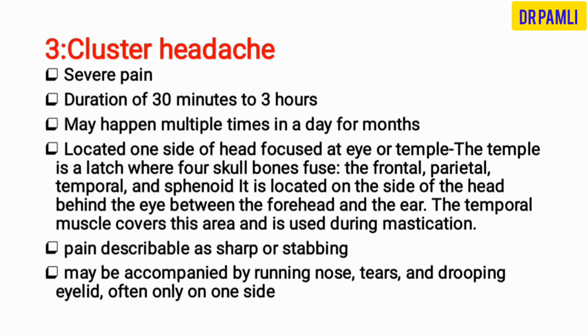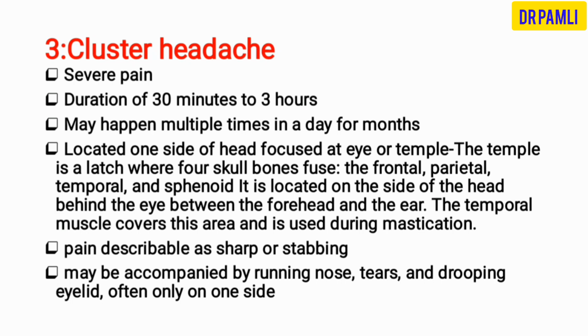The temple is a site where 4 skull bones fuse: the frontal, parietal, temporal, and sphenoid. It is located on the side of the head, behind the eye, between the forehead and the ear. The temporal muscles cover this area and are used during mastication. So we are going to look at the pictorial nature of the temple so that you can be aware.